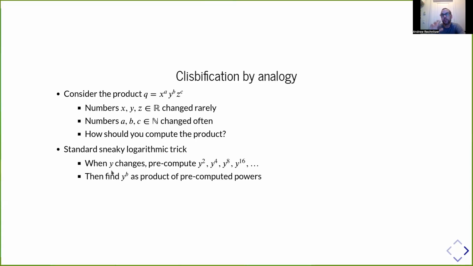So when y changes, you pre-compute y squared, y to the 4, y to the 8, y to the 16, and so forth. And then you compute y to the b as a product of those pre-computed pieces, which means that you can compute the new product in time logarithmic in the exponents. So doing this Clisbification of the pivot algorithm requires careful pre-computation and lazy evaluation of things.